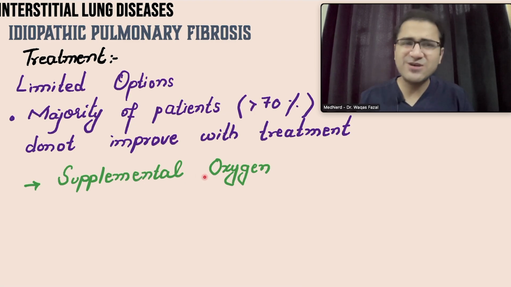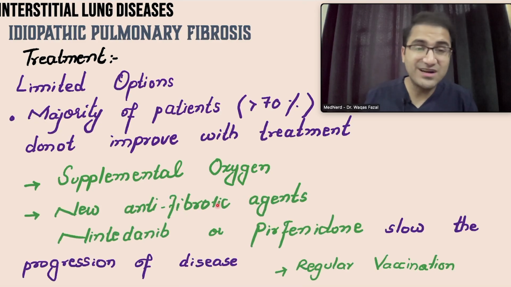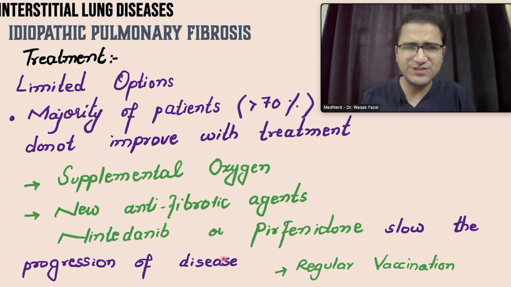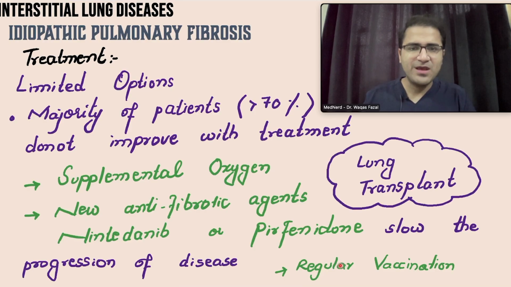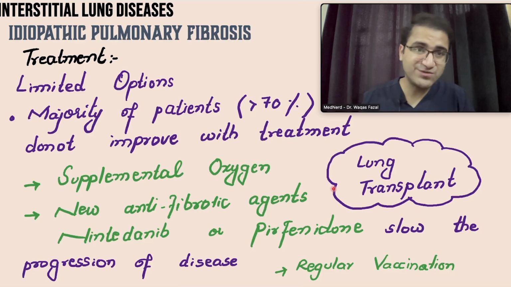The only thing you can do is give supplemental oxygen if the patient is having hypoxia. There are certain anti-fibrotic drugs that are there to stop the fibrosis, which are not effective in the later stages. Nintedanib or pirfenidone slow the progression of disease, but the prognosis is poor in these patients. You vaccinate these patients against COVID-19, pneumococcal vaccine, influenza vaccine. The treatment option that we have in these patients is lung transplant. Lung transplant can improve mortality in these patients, can improve the patient's chances of survival, but the availability of donor lungs for transplant is also a huge problem.